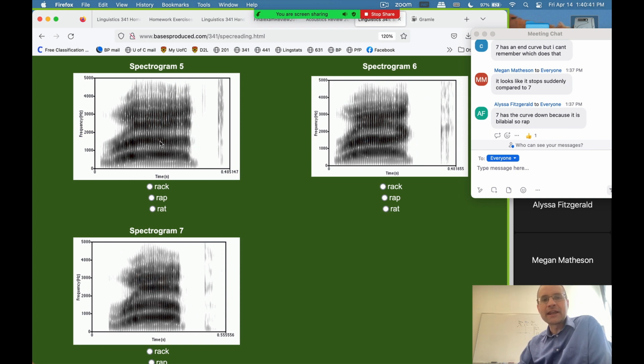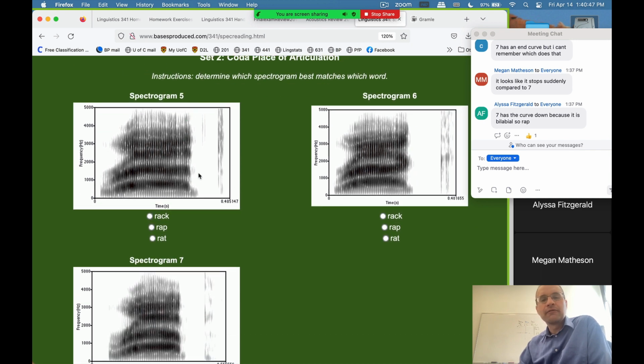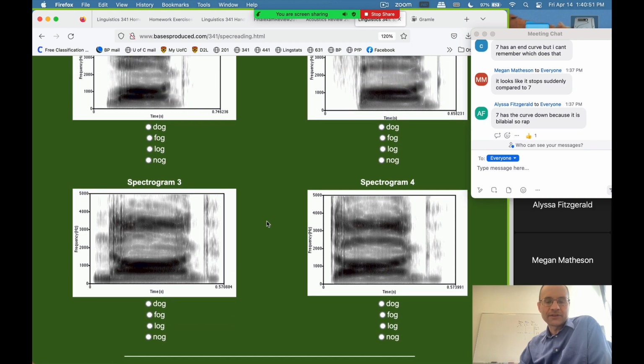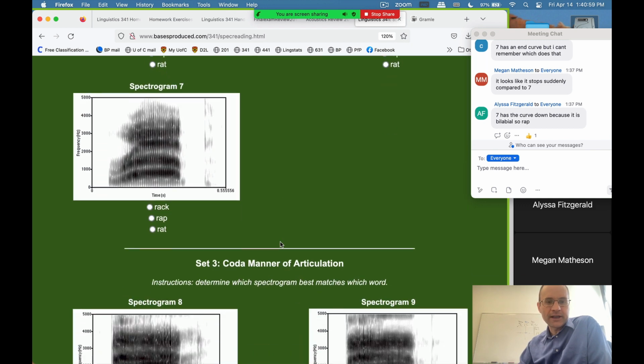But generally speaking, F2 points to about 1700 hertz for an alveolar. And it's already at that level for this one. Looking at this guy, it has to point up to it because it's going down a little bit for the backer vowel. Good, you guys got all those right.